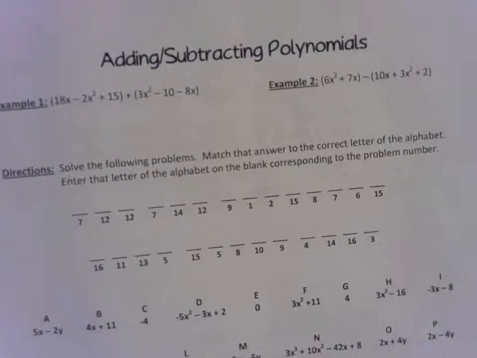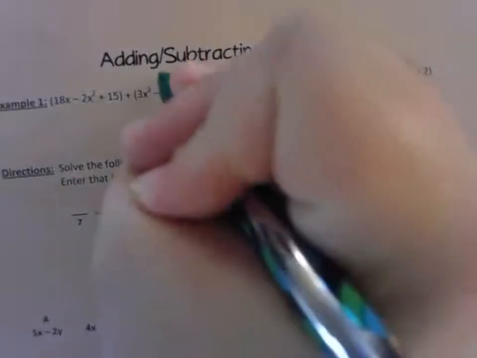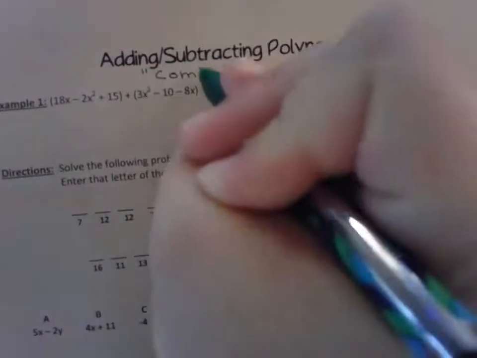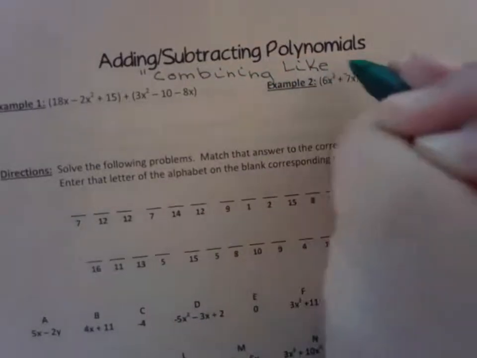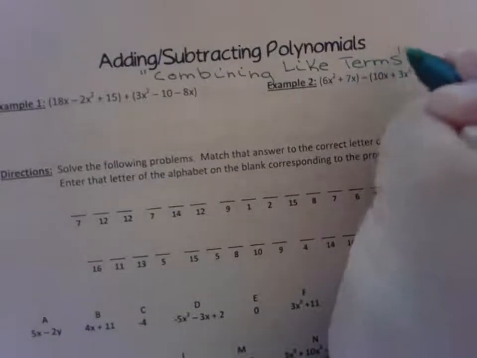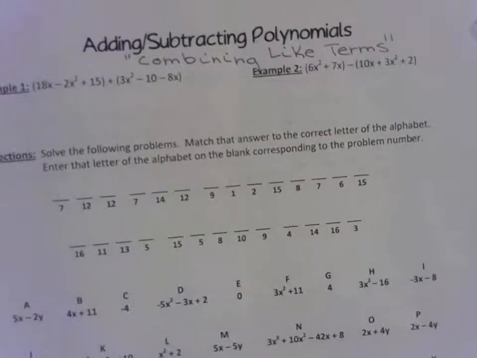Okay, so adding and subtracting polynomials. Listen up, please. When you add or subtract polynomials, you are combining like terms. It's similar to what we did last unit: you are combining coefficients that have the same variable and exponent. So you can put your x squareds together, and you can put your x cubeds together. They have to have the exact same variable and exponent to add or subtract them.